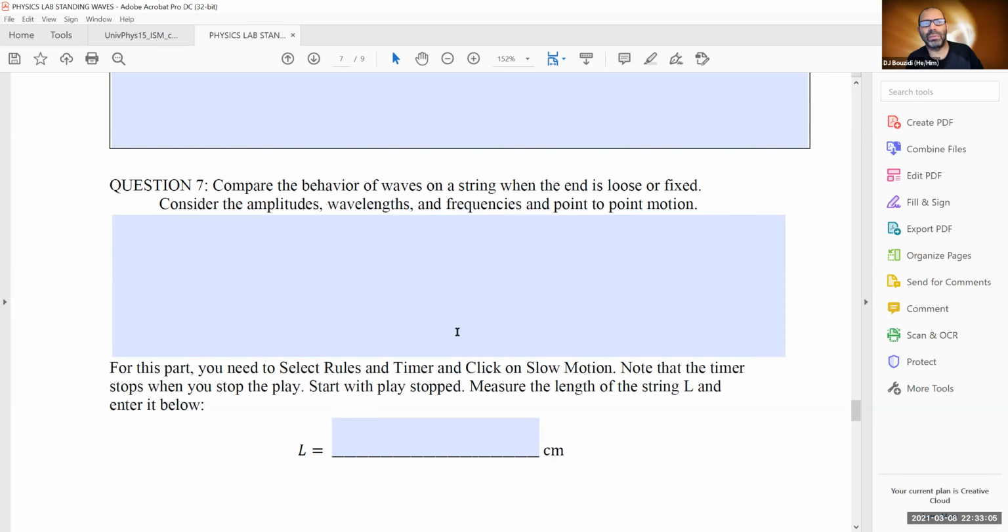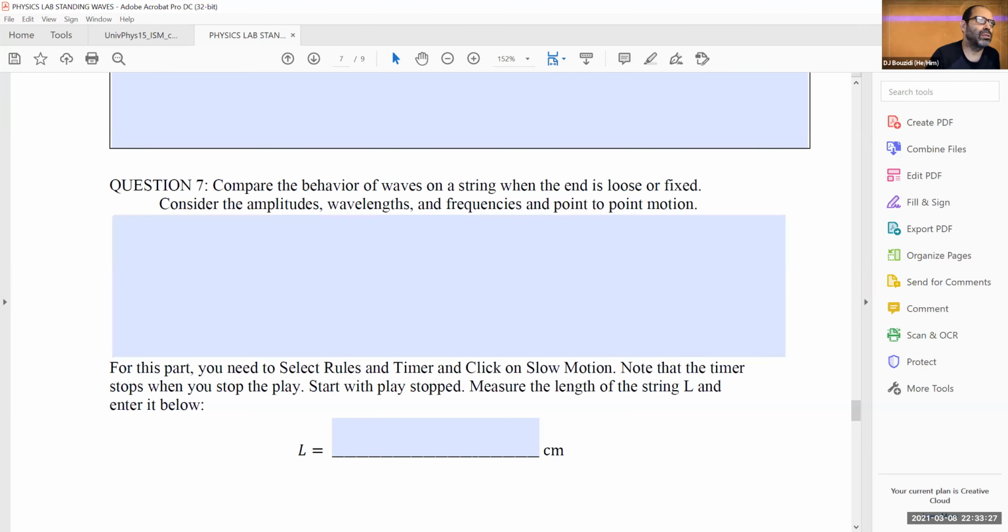That is the key difference between them. Everything else should be the same. Okay. Now, for this part, you're going to pick up the ruler and the timer on slow motion because you really need to keep track of actual measurements in here. Note that the timer stops when you stop the play. I already showed that. Start with the play stopped, measure the length of the string L.